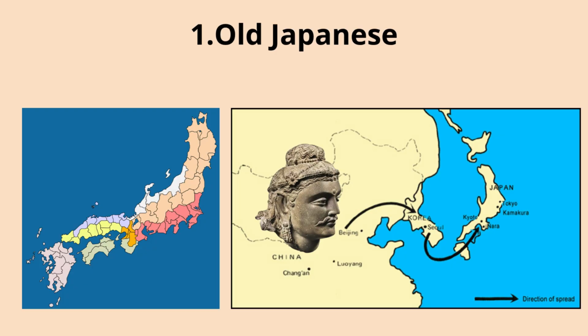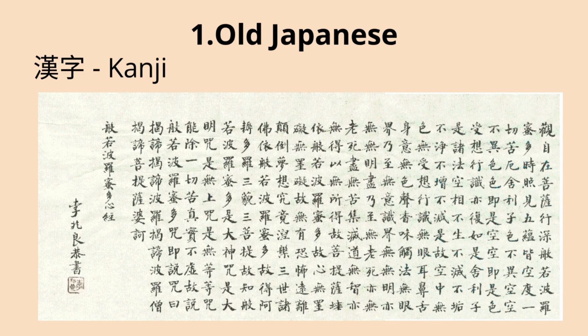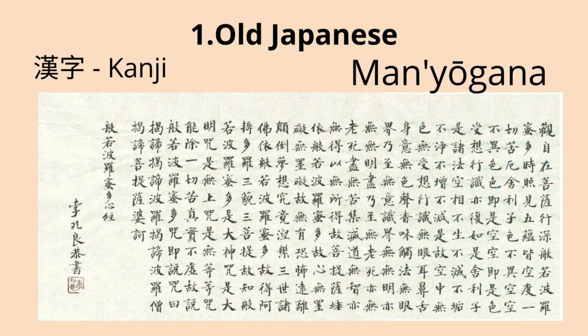Buddhism came from China through Korea, bringing with it a huge cultural impact, including the Chinese way of writing. At first, the Japanese used Chinese characters, called kanji, only to write classical Chinese. But then, they cleverly found a way to use these characters just for their sounds, to write Japanese. This system was called Manyogana.